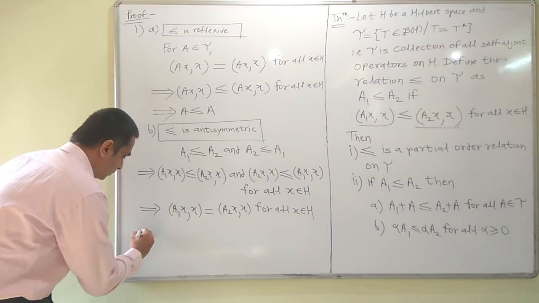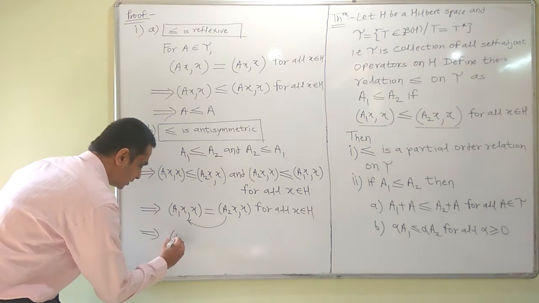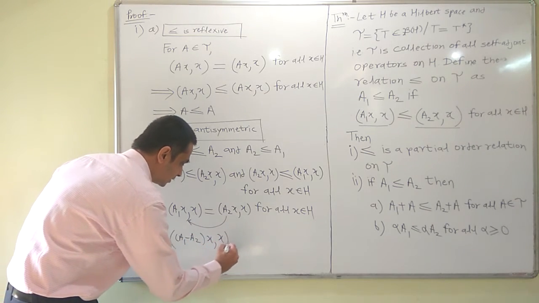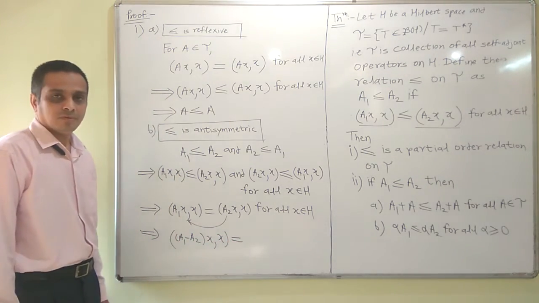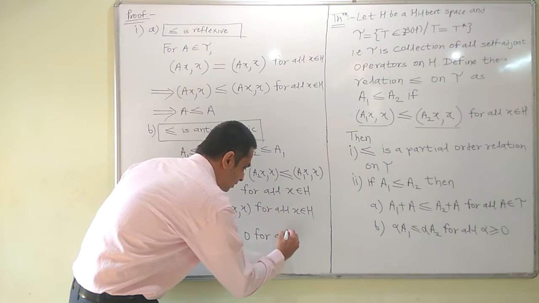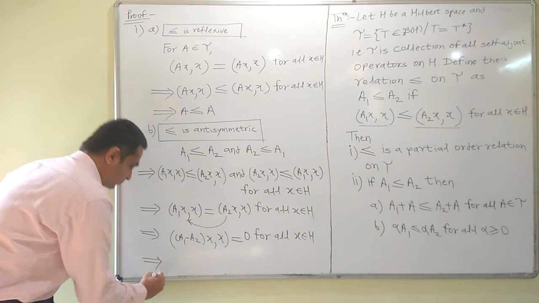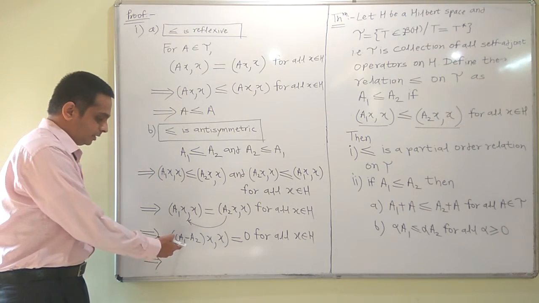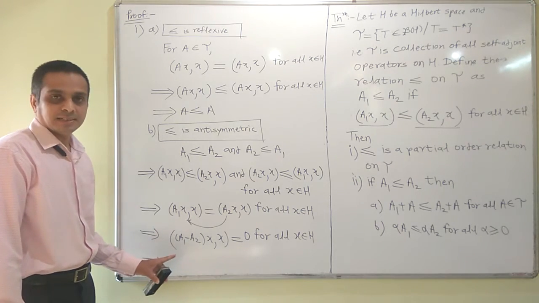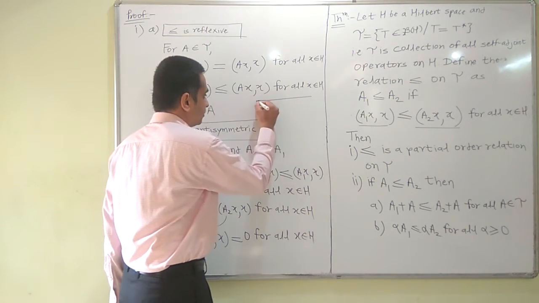This implies, by properties of inner product, taking this on the left-hand side, this can be written as the inner product of (A1 minus A2)x and x is equal to 0 for all x belongs to H. By a known result, in the second last lecture, you will find that we have proved that if some operator satisfies this property, which property?